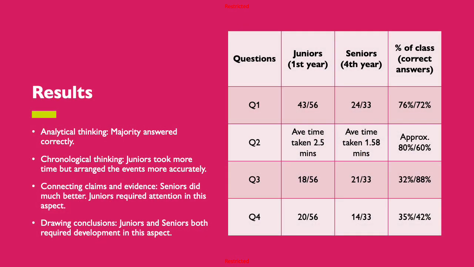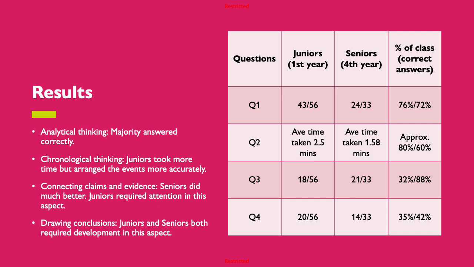There were a total of 89 students who played through the simulation when I first launched it. 56 students were in their first year at that time and 33 students were in their 4th year. The results showed that in question 1, the majority answered correctly. In question 2, the juniors took more time but arranged the events more accurately.